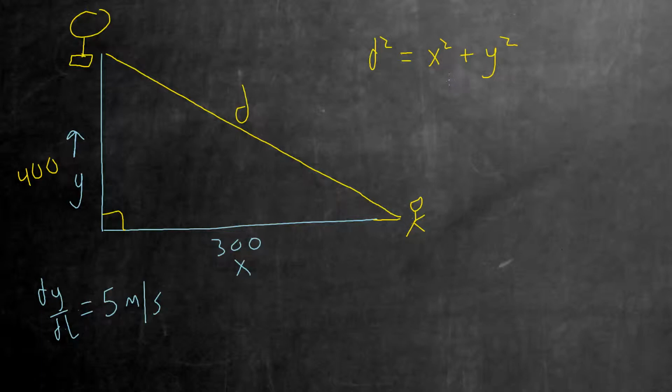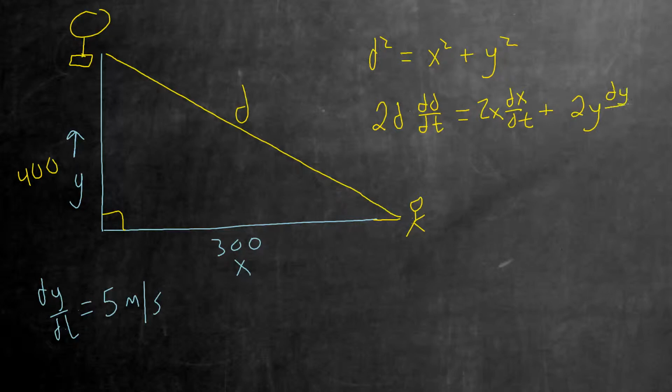Now we want to talk about rates. So we've got to derive. The derivative of d squared is 2d dd/dt, and that's actually what we want, is dd/dt, equals 2x dx/dt plus 2y dy/dt.